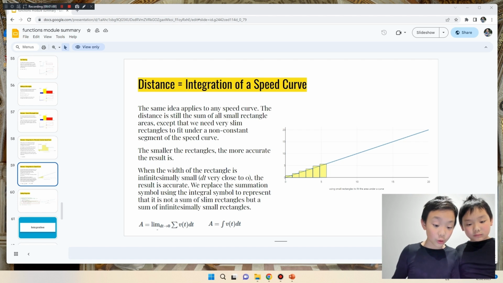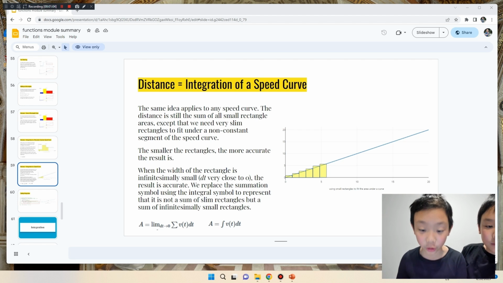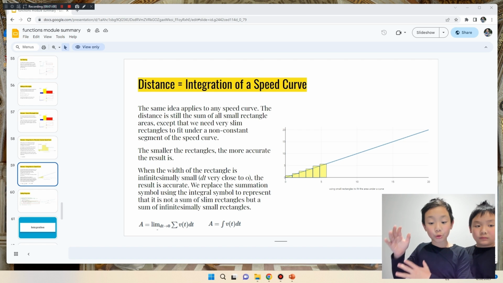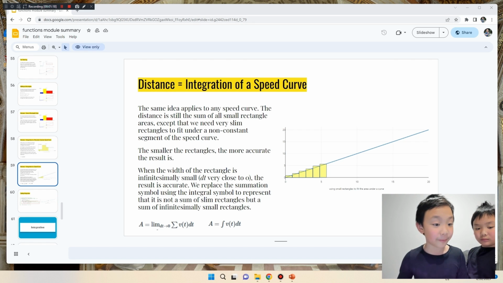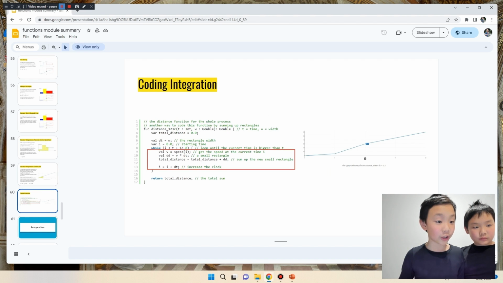We use this equation because we want dt to get smaller and smaller. When dt gets smaller, the bits poking out also get smaller. So when dt equals 0, there will be nothing poking out. Think of it this way: when dt is 0.1, there will be about 0.1 poking out. So we want dt to get smaller so we can fit perfectly under the speed curve. So now you know how to do this. Let's get on to coding integration.